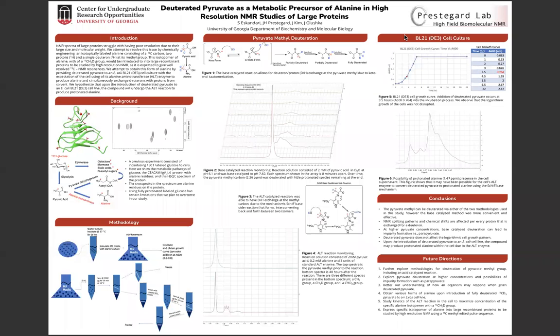Hi, everybody. My name is Shervin Eskandari, and I'm a third-year undergraduate at the University of Georgia. My project consists of using deuterated pyruvate as a metabolic precursor of alanine to obtain high-resolution spectra of large proteins.